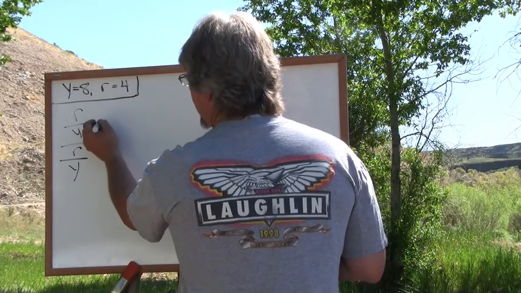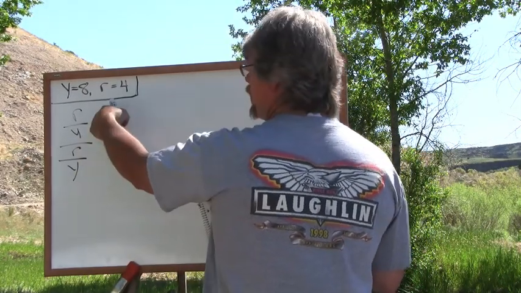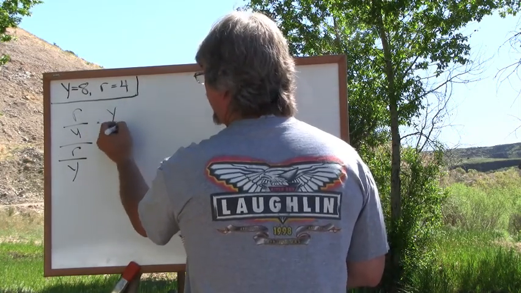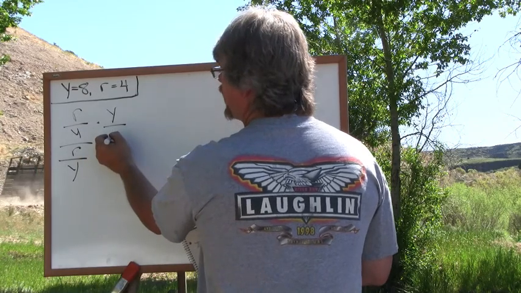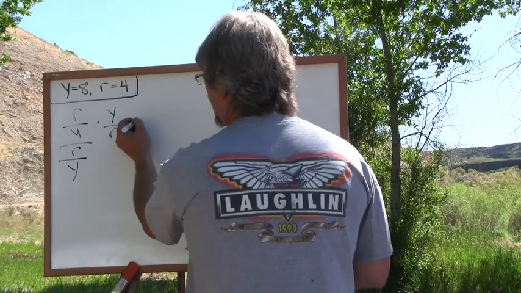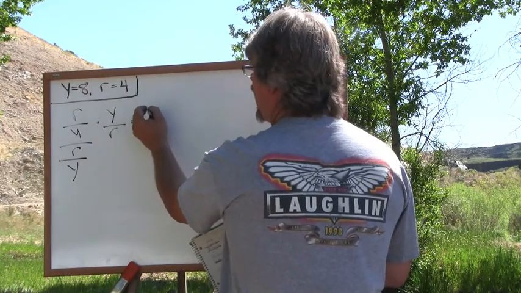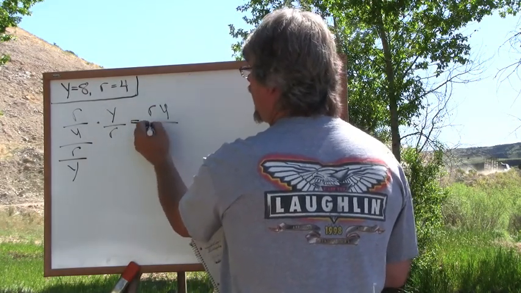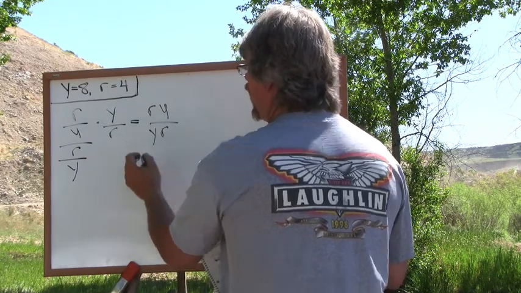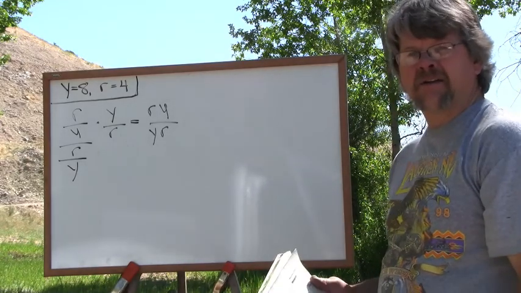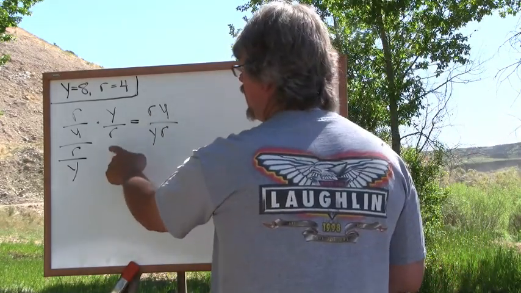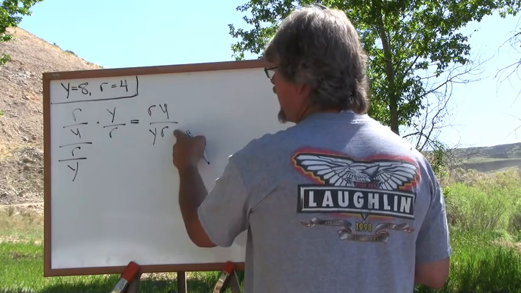So this actually becomes, when we flip this up and bring it up here, the y is going to be on top and the r is going to be in the denominator, so that we end up having r times y over y times r. So let's plug this into numbers. Let's go ahead and solve, and that's the answer.